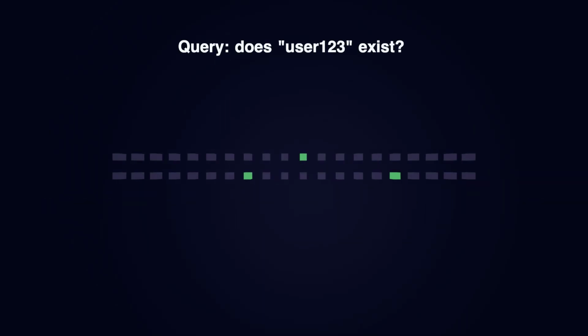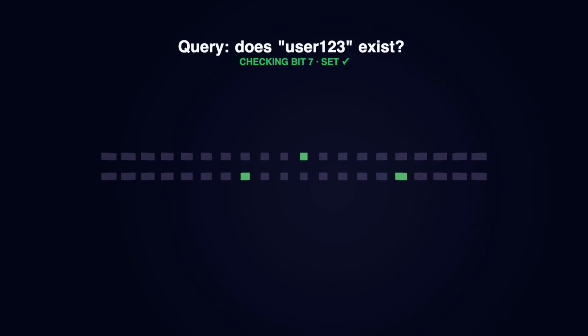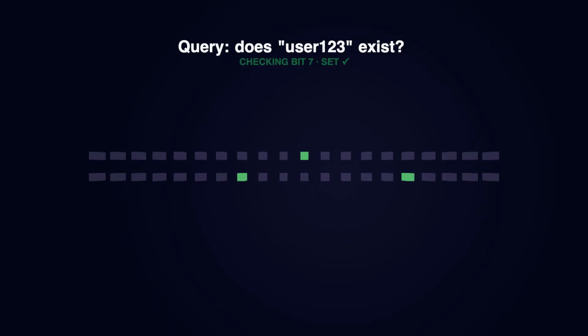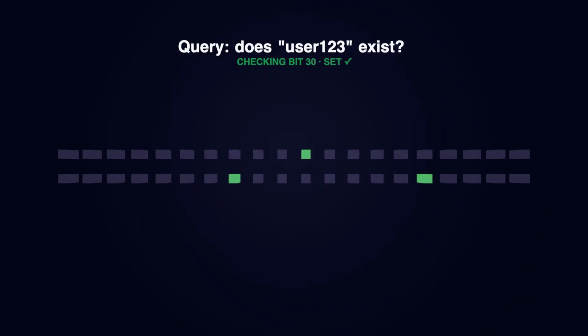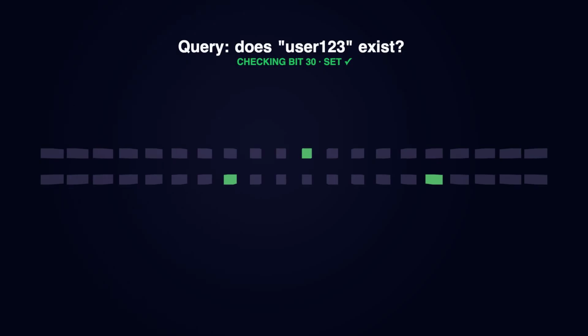To check whether something might exist, you hash it the exact same way and look at those same positions. Bit 7, set. Bit 15, set. Bit 30, set. Every single bit is already on, so the filter's answer is maybe present. That's not a guarantee of anything. It's a signal that says, this one is worth checking further.